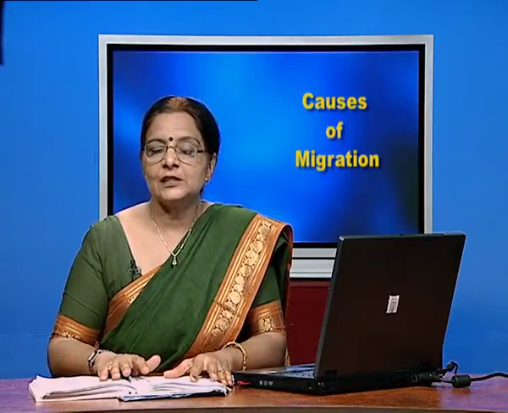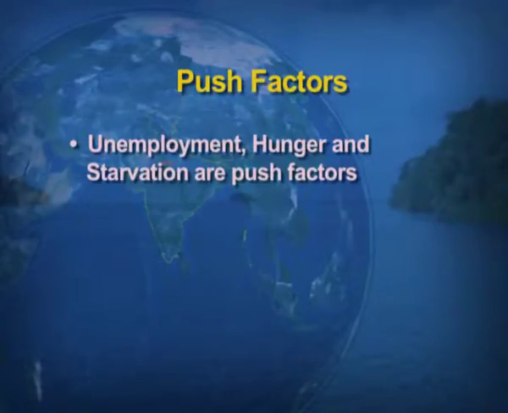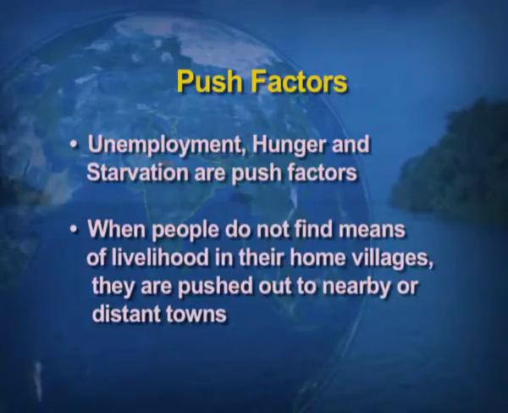Now, we take up the push factors. Push means pushing the people from one area to another area. These are generally the negative factors. For example, unemployment, hunger and starvation are the basic push factors by which people are forced to move from their place of residence to another place. When people do not find the means of livelihood in their home villages, they are pushed out to nearby or distant towns. So the push factors may help people migrate short distances or long distances.